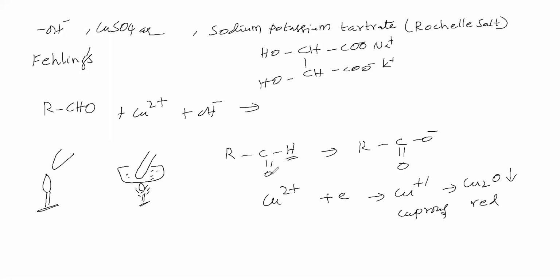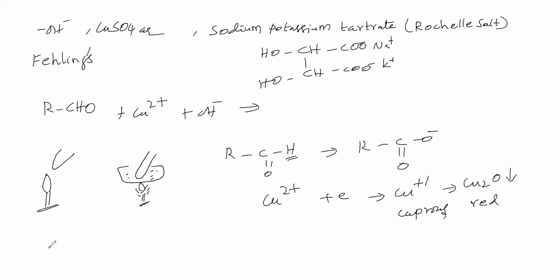The test means the aldehyde is converted into carboxylate anion, and the Fehling's cupric is converted into cuprous. Cuprous is in the form of cuprous oxide, a red precipitate. Ketones do not give this Fehling's test. So aldehyde gives Fehling's test, and ketone does not give Fehling's test.